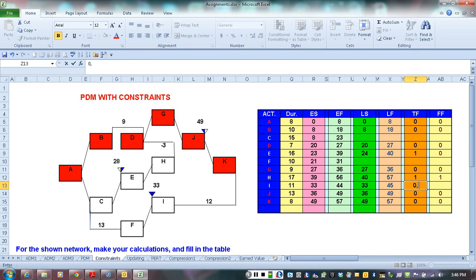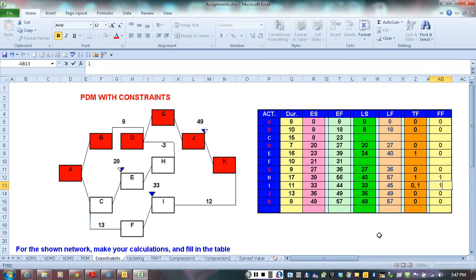Therefore, this activity has two total floats. From the start, it's 0 because it's half critical, and from the finish, it's 1 day because it can still be delayed by 1 day without delaying the whole project. Now what about the free float? We're going to measure it from the end, so it's going to be, in this case, 1 day, because its immediate successor is critical.